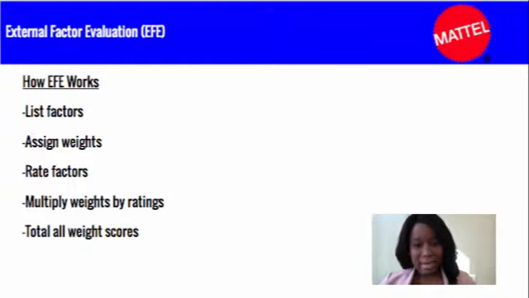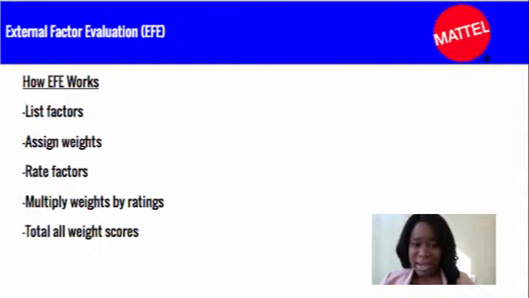So moving on to the next step, which is rate factors. That's to assign a rating to each factor. The rating should be between 1 and 4. Rating indicates how effective the firm's current strategies response to the factor. 1 equals the response is poor. 2 equals the response is below average. 3 above average. 4 superior. Weights are industry specific. Ratings are company specific.